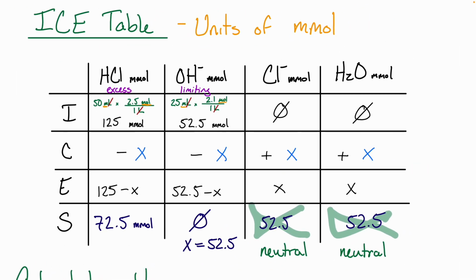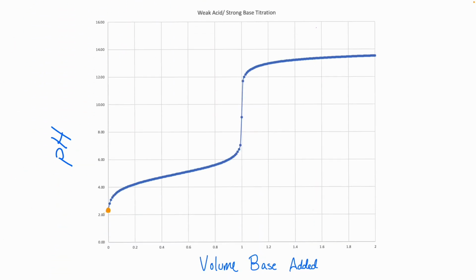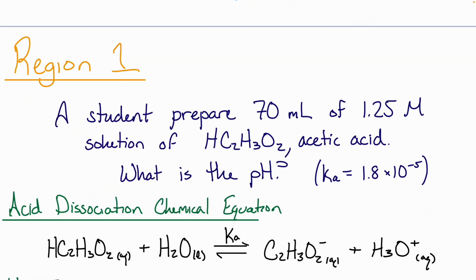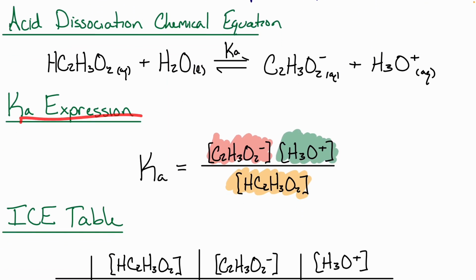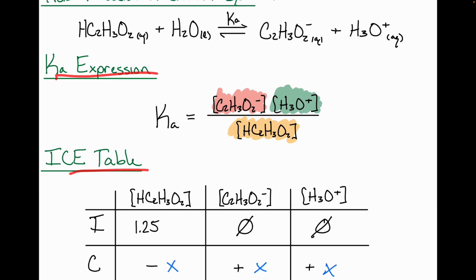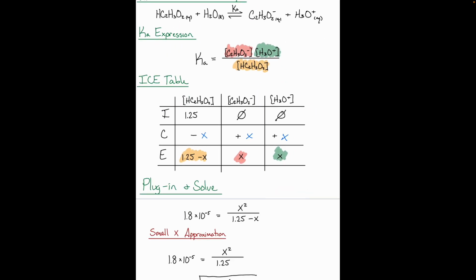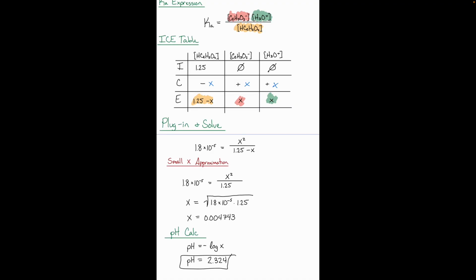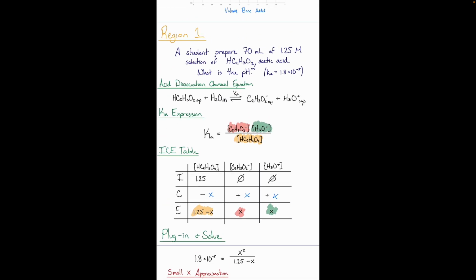So where we left off last time was talking about weak acid, strong base titrations. And we did this first region here, this very first data point, which is just calculating the pH of a solution of weak acid. And we learned how to do that previously. So we did our acid dissociation reaction, our Ka expression, our ice table to fill in our Ka expression, plugged it in and solved.